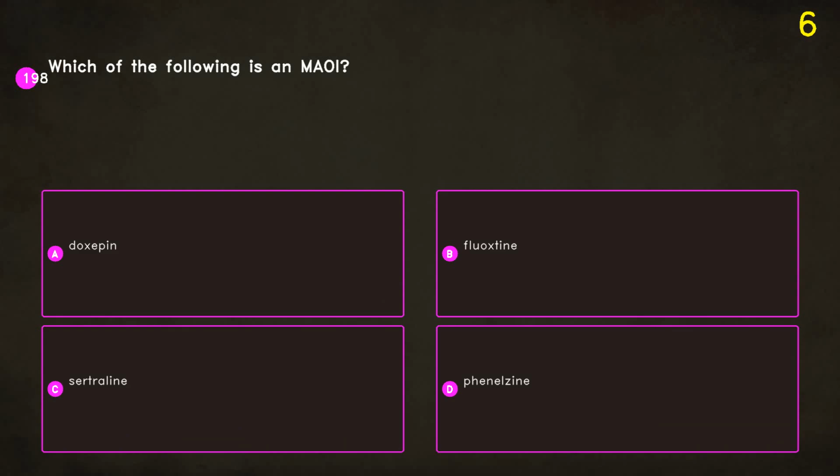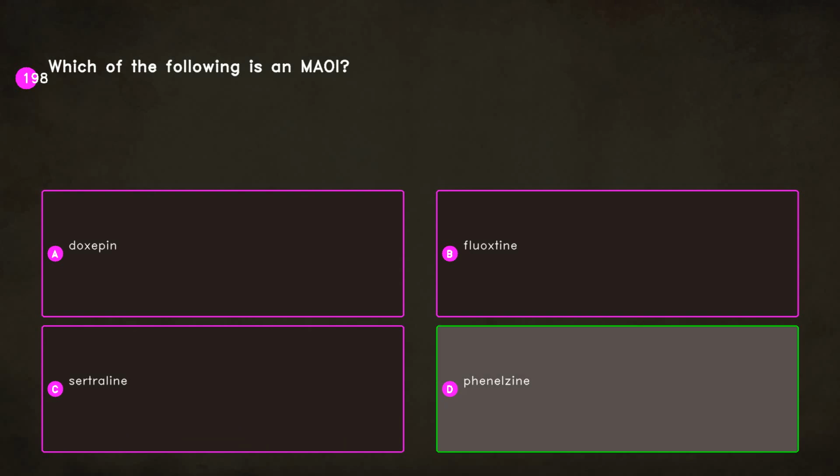Question 198. Which of the following is an MAOI? A. Doxepin, B. Fluoxetine, C. Sertraline, D. Phenelzine. The correct answer is phenelzine.